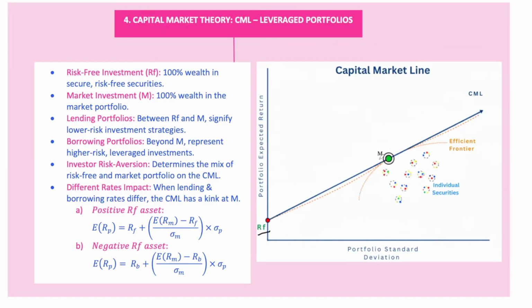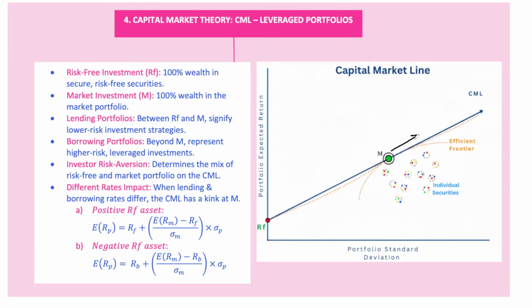Between risk-free point and M, that's your lending zone. Investors here mix a bit of the risk-free asset with the market portfolio. Think of it like if you've got $100, you might put $70 in the market and $30 in T-bills. You're lowering risk by lending part of your wealth at the risk-free rate.